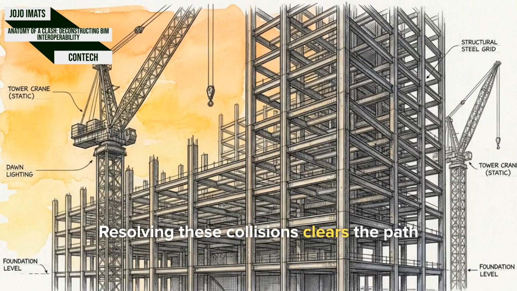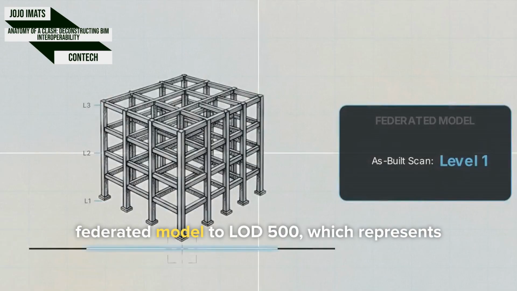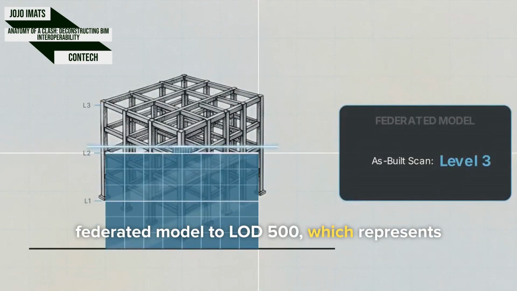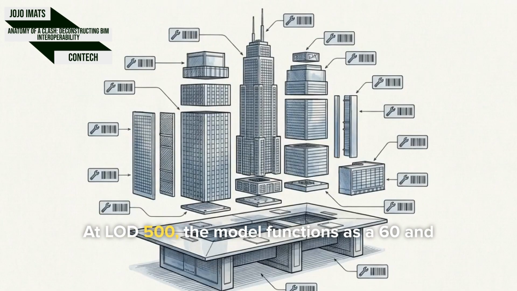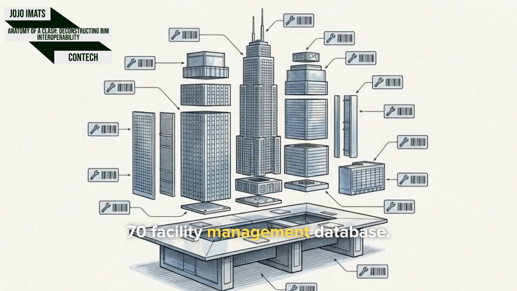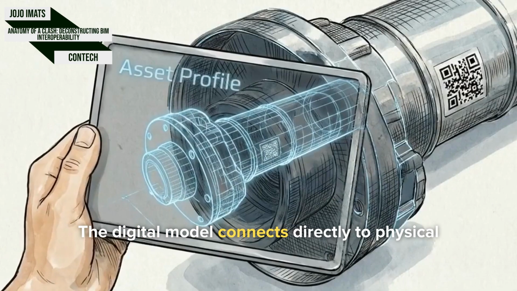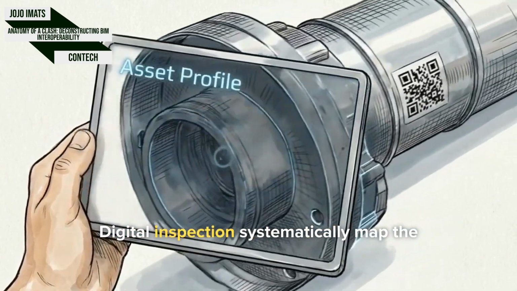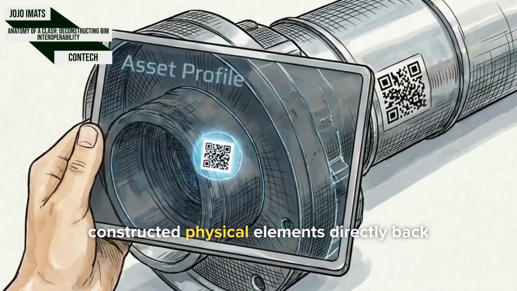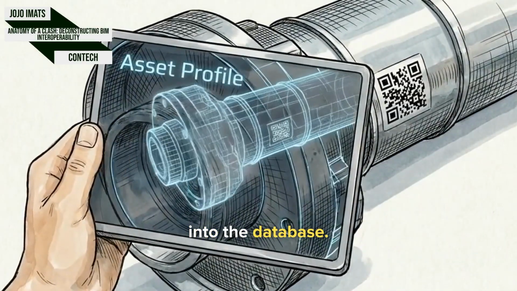Resolving these collisions clears the path toward the project's ultimate goal, driving the federated model to LOD 500, which represents the verified as-built condition. At LOD 500, the model functions as a 6D and 7D facility management database. The digital model connects directly to physical execution on site. Digital inspections systematically map the constructed physical elements directly back into the database.